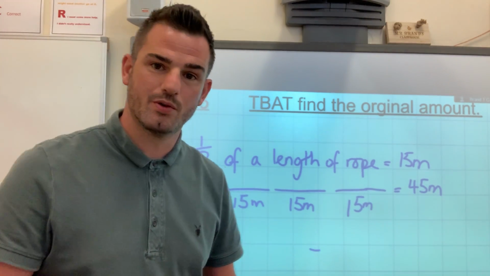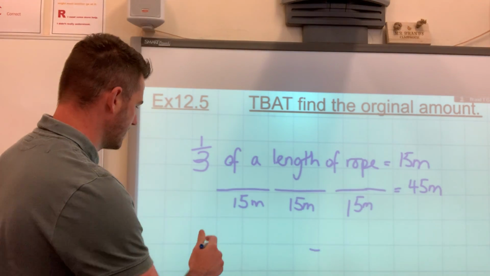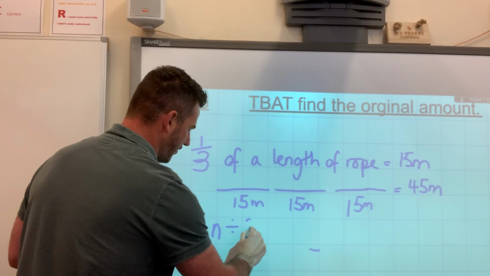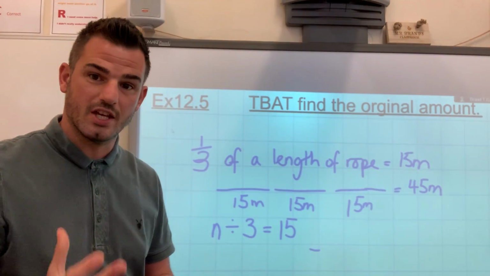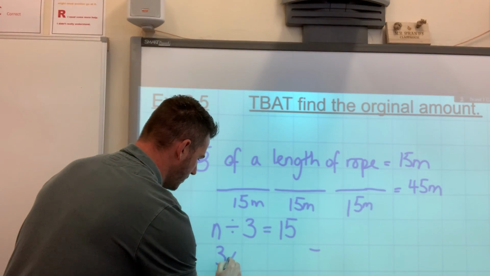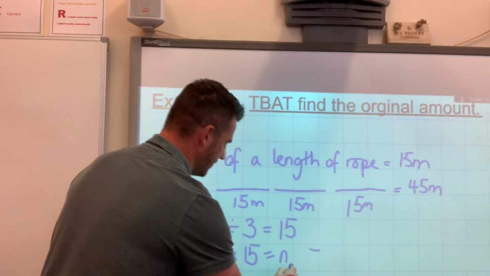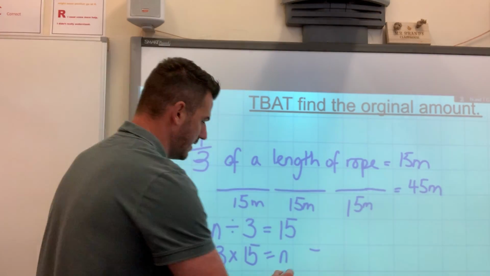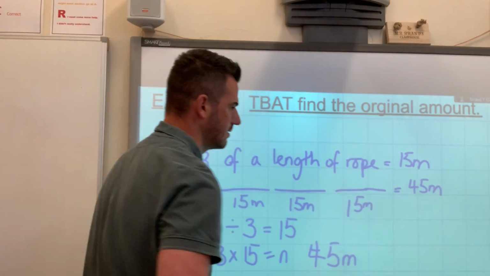Let's just work it through as we have done. A third of a length of rope is 15 meters. So n, our number, divided by 3 is equal to 15. Use the inverse. We're going to say 3 multiplied by 15 is equal to n. Now we can do that calculation. We can say 3 times 15 is 45 meters.